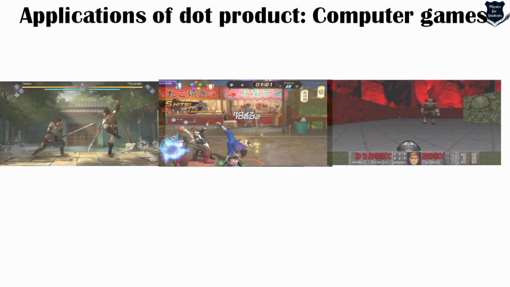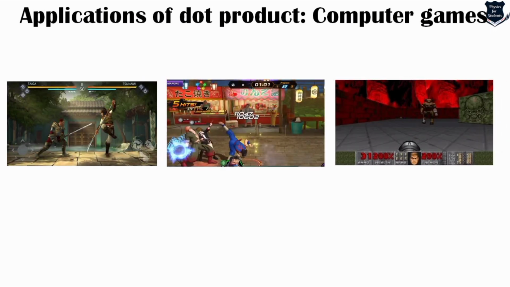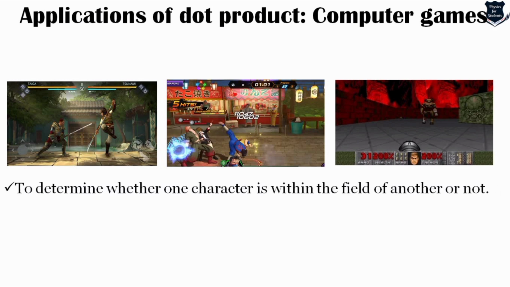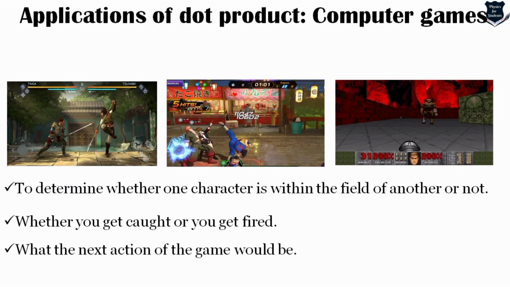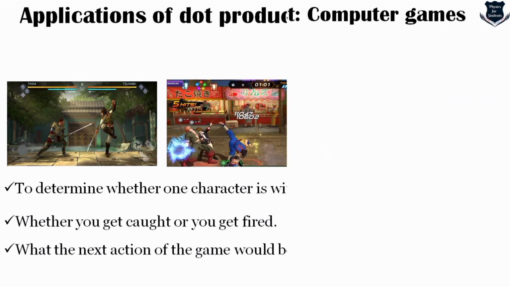Okay, in computer games we also use dot products. I just wanted to show you these 3 examples. Somebody is fighting. This is Doom, which is being fought between the demons and you. The basic objective of all these examples is that it determines whether one character is within the field or in the vicinity of another, whether you get caught or fired at, or what the next course of action in the game would be. Now, how can the dot product help us understand whether the enemy is near or far, or you get caught or something like that?